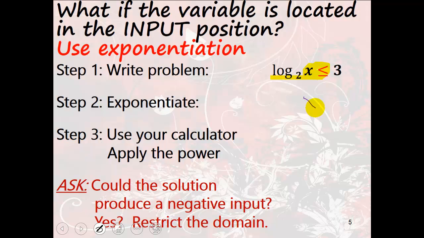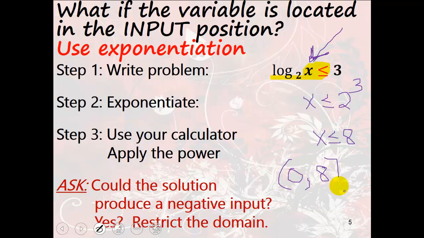Exponentiate. My input, x, has to be less than or equal to my base 2 raised to the third power. You can use your calculator to apply the power. So x has to be less than or equal to 8. Well, now let's think about that. If I start plugging in negative numbers, what will happen to my input? They would become negative, and we can't have that. So what's the smallest number it can get close to? Because it can't equal 0 either. Well, it's 0. So we're going to write this as 0 to 8 with a bracket, just like that.